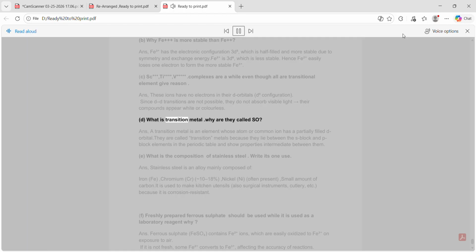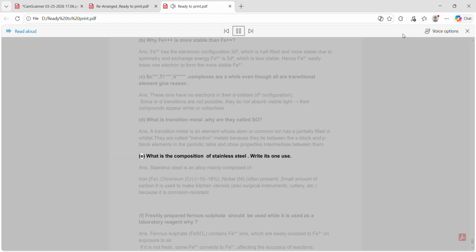D. What is a transition metal? Why are they called so? Answer: A transition metal is an element whose atom or common ion has a partially filled d orbital. They are called transition metals because they lie between the s-block and p-block elements in the periodic table and show properties intermediate between them.